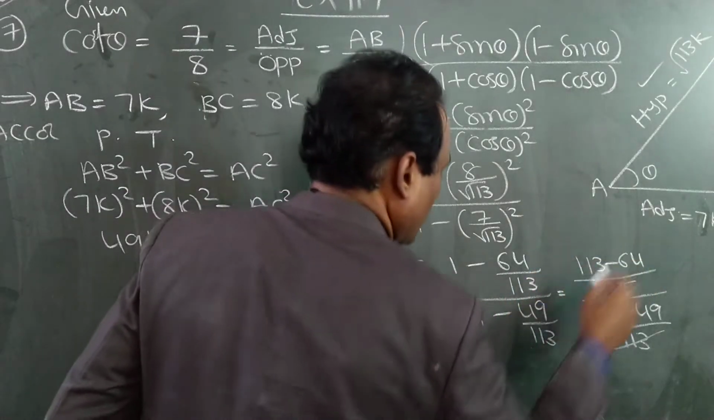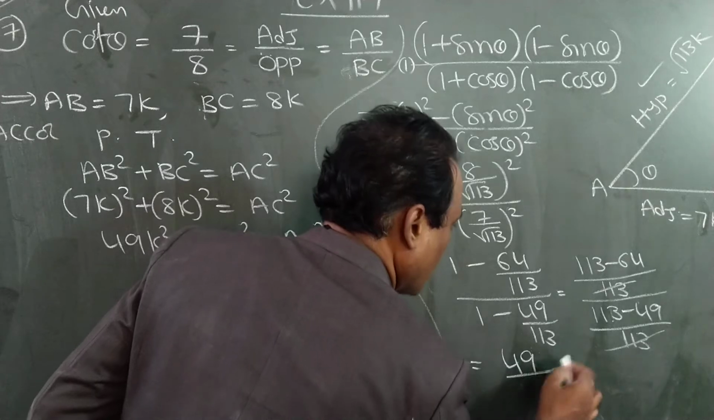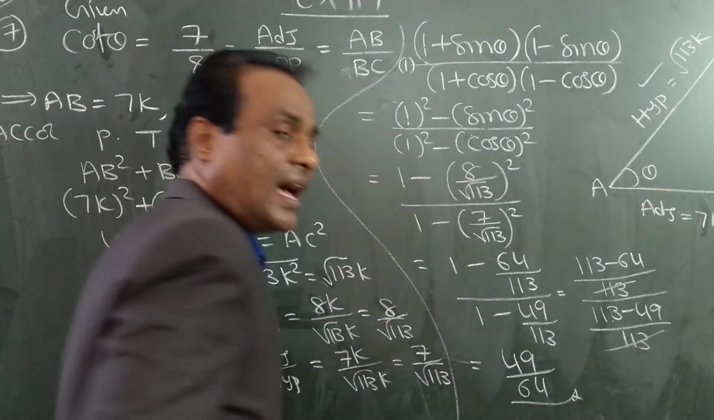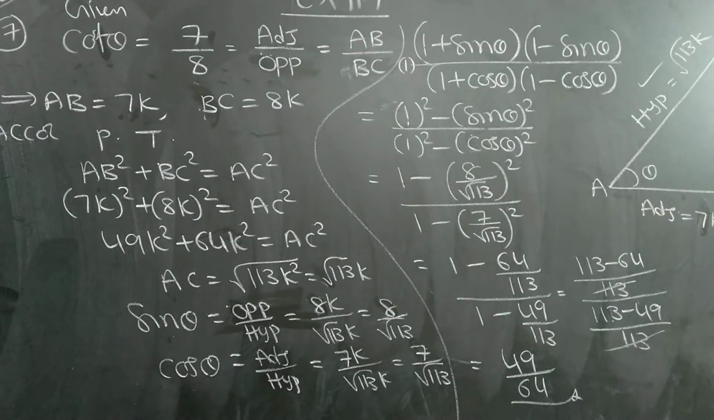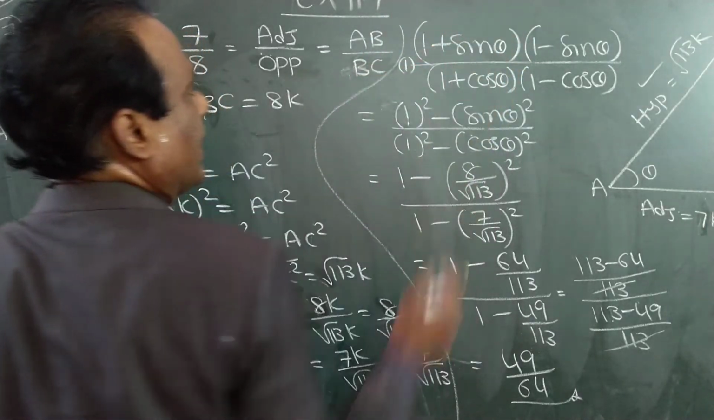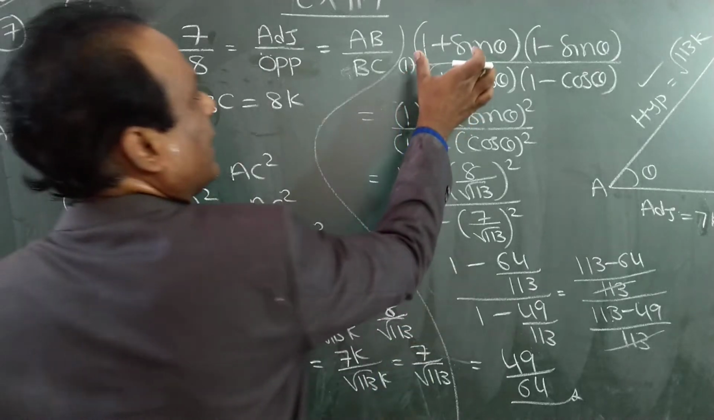113 minus 64 is 49. 113 minus 49 is 64. See the answer. This is the simplification. Yesterday I did up to here. Yesterday I explained up to here in a detailed way, just substituting the values. But before substitution I simplified it.